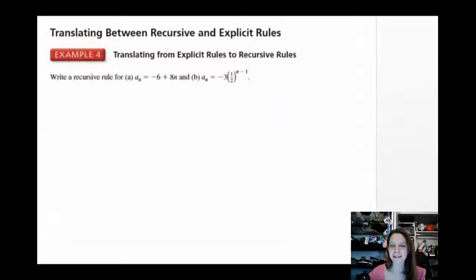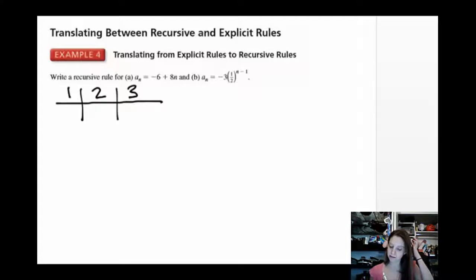Example 4, translating from explicit rules to recursive rules. So we're given an explicit rule, a sub n equals negative 6 plus 8n. And we're going to need to write that as a recursive rule. It's going to help me if I write out the first few terms of this sequence. So let me throw in 1 for n. Negative 6 plus 8 times 1 is 2. Then negative 6 plus 8 times 2 is 10. And then we get 18. This 8 is the common difference, plus 8.